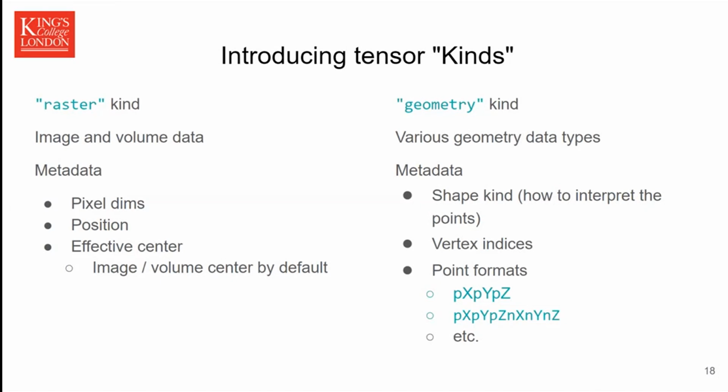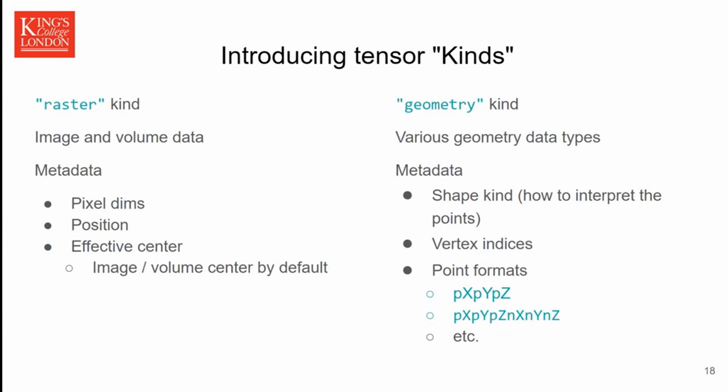So we plan to introduce tensor kinds. We'll introduce a raster kind, which is for image and volume data, and it has the kind of metadata that you're used to, such as pixel dims, sort of like a world position for the volume. But we'll also introduce new metadata such as the effective center, and I'll give an example of why we will do that in a slide or two's time. That is generally the image or volume center by default.